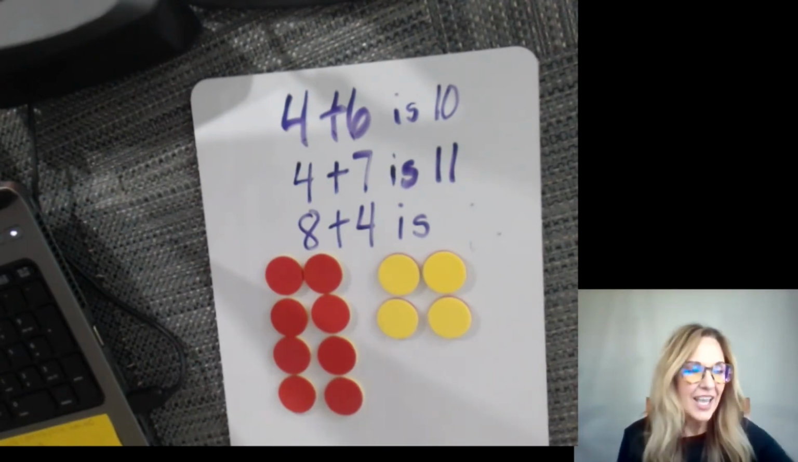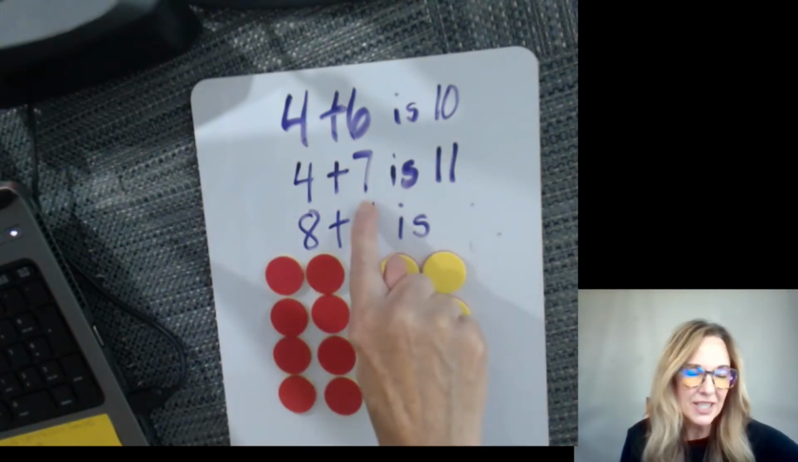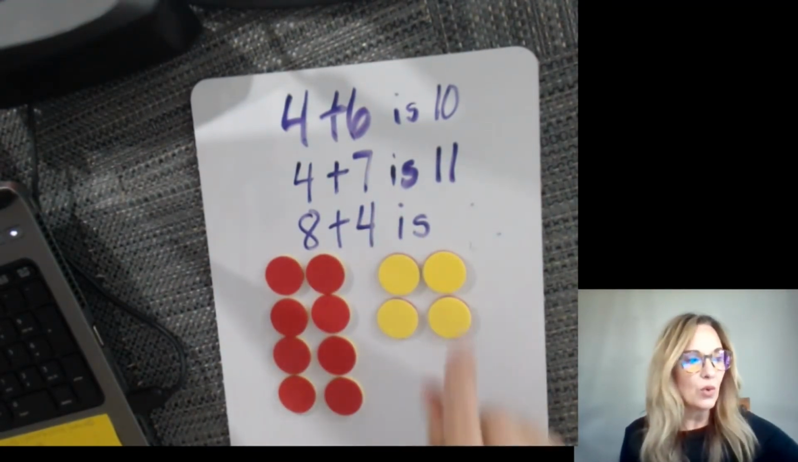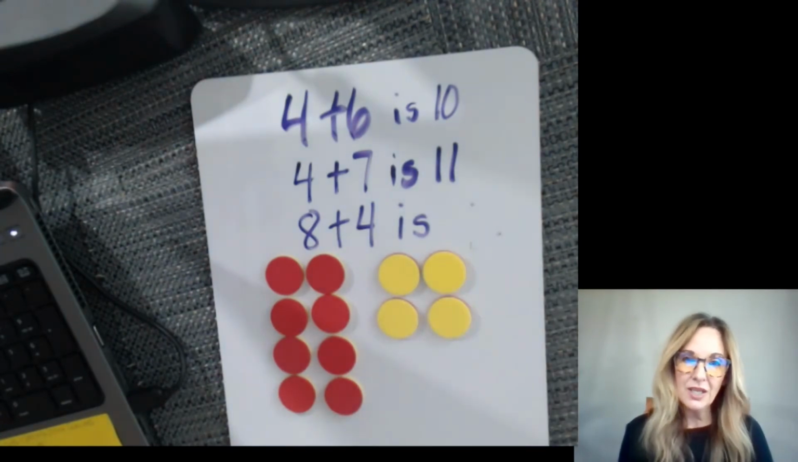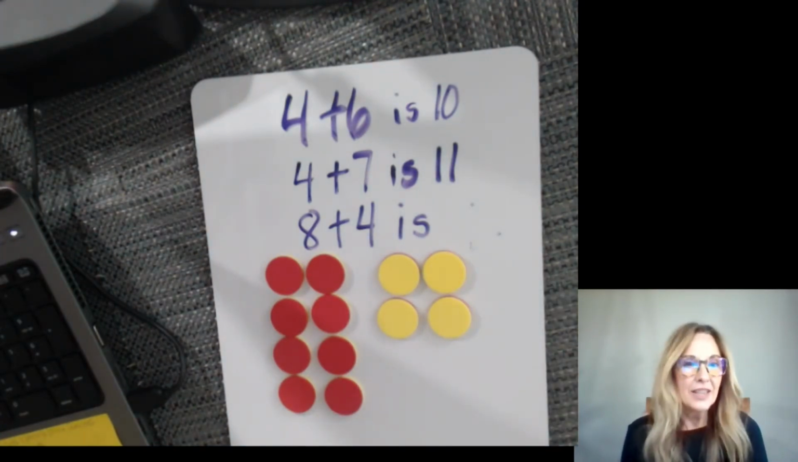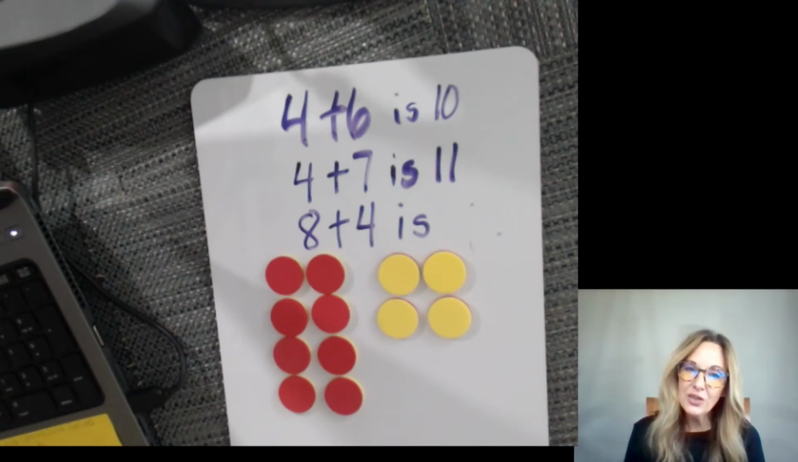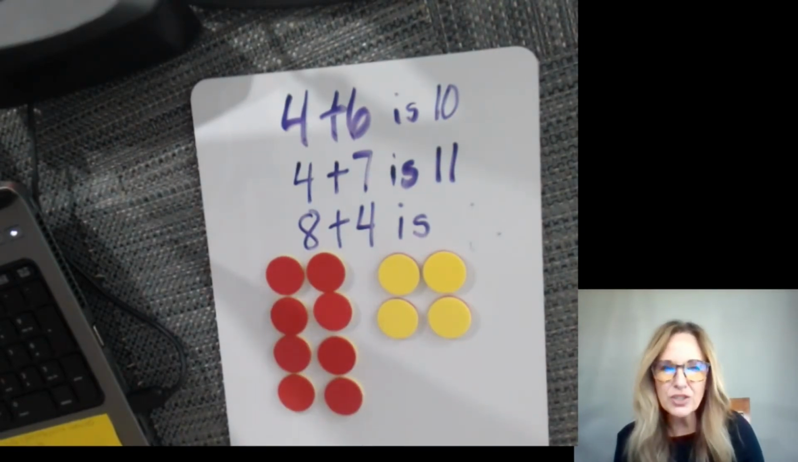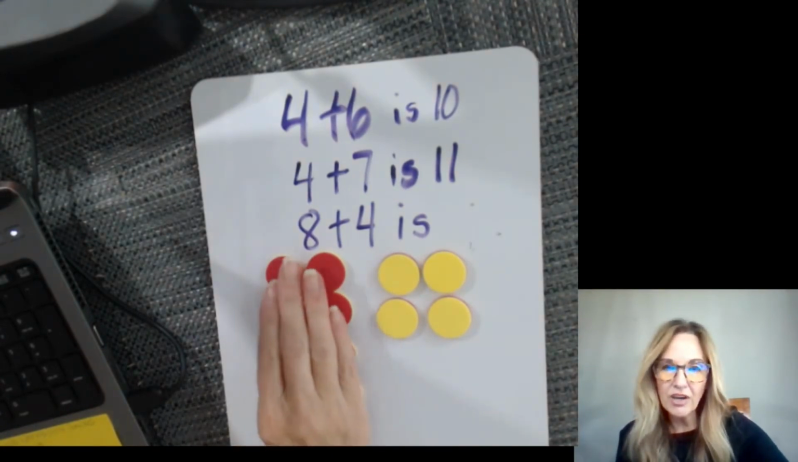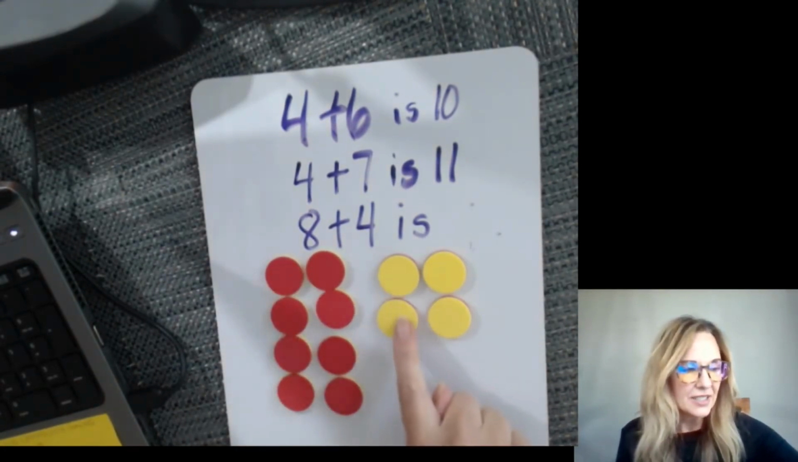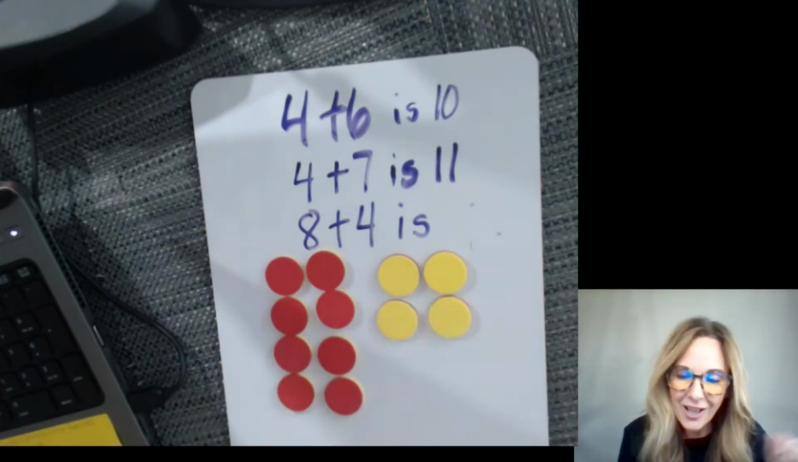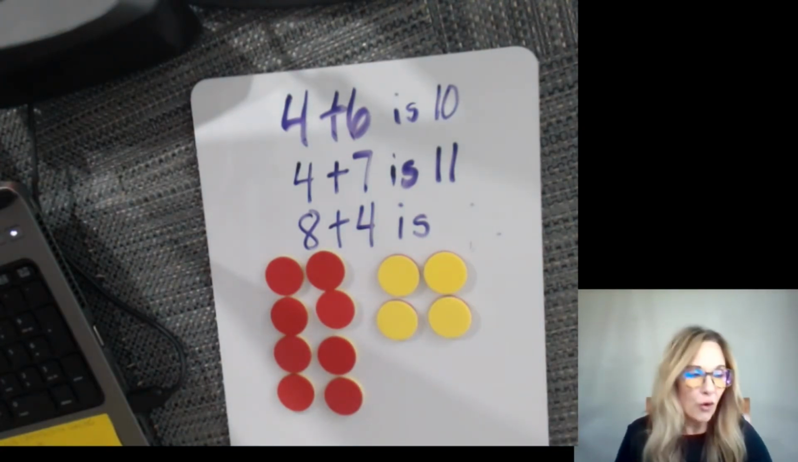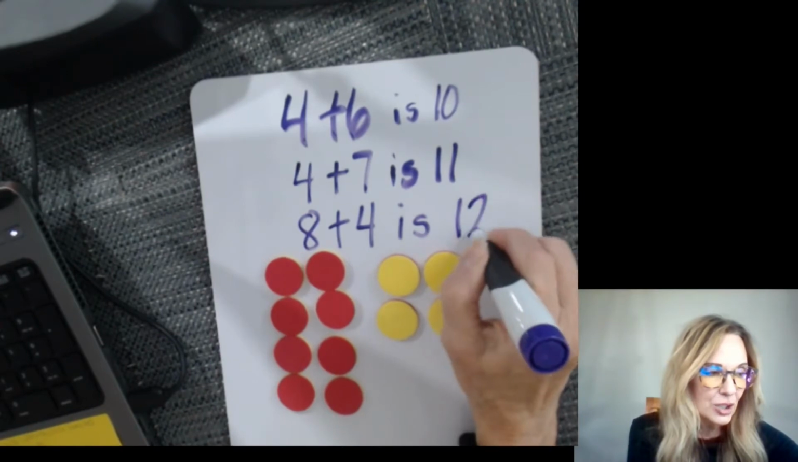Yes, you're right. 8 is 1 more than 7. So 1 more than 11 would be 12. Let's check our thinking. And we can do that by using our counting on strategy. Let's count on. You notice I sometimes touch my groups. I just do that to help me start counting because I know there are 8, 9, 10, 11, 12. So 8 and 4 is 12.